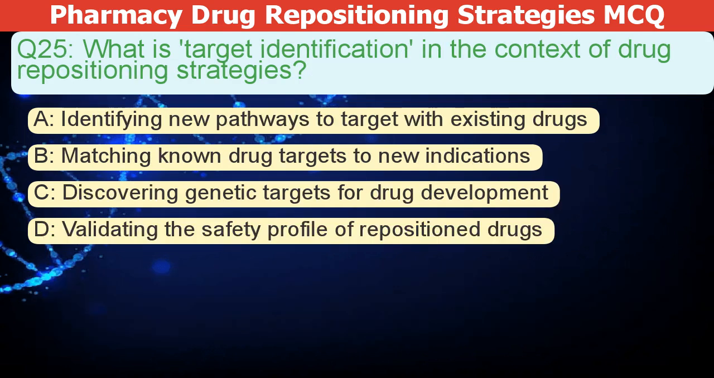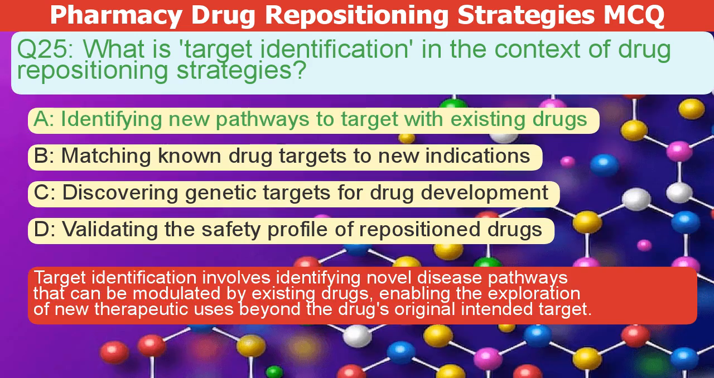What is target identification in the context of drug repositioning strategies? A. Identifying new pathways to target with existing drugs. B. Matching known drug targets to new indications. C. Discovering genetic targets for drug development. D. Validating the safety profile of repositioned drugs. The correct answer is A.